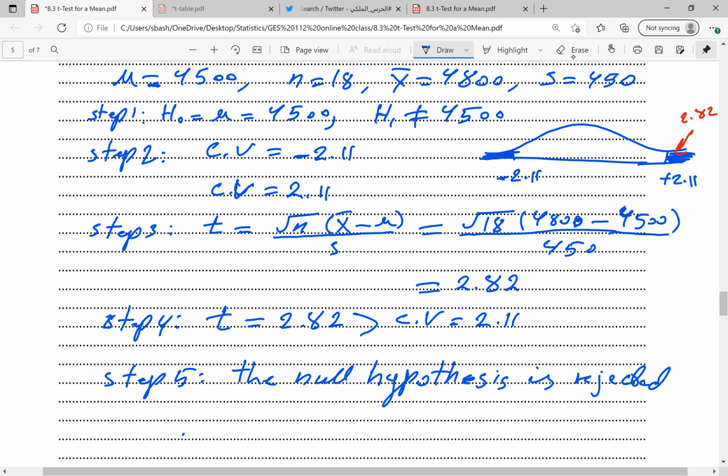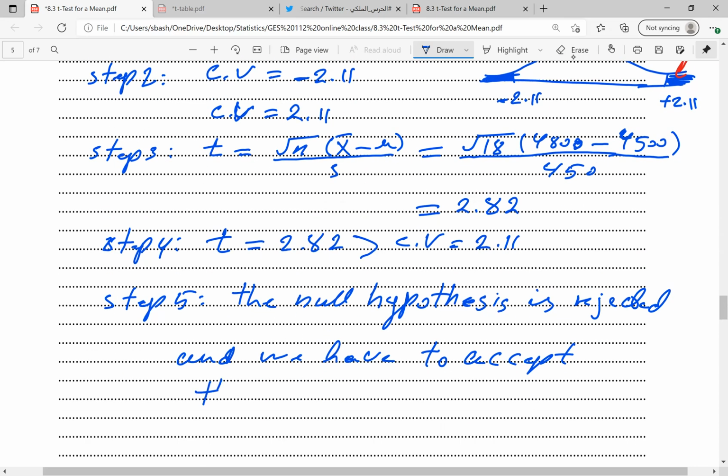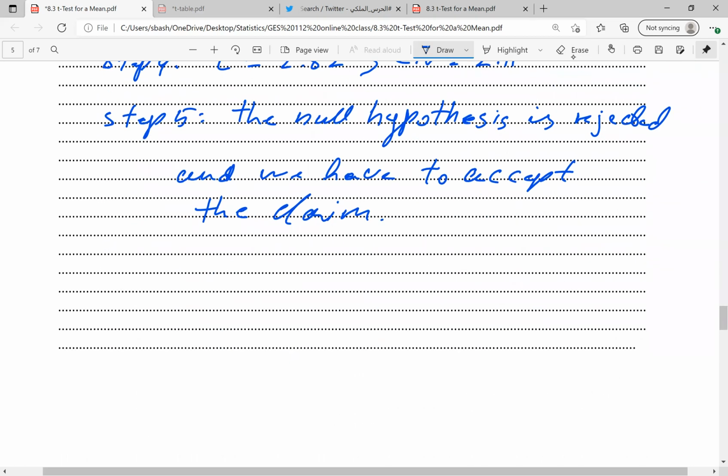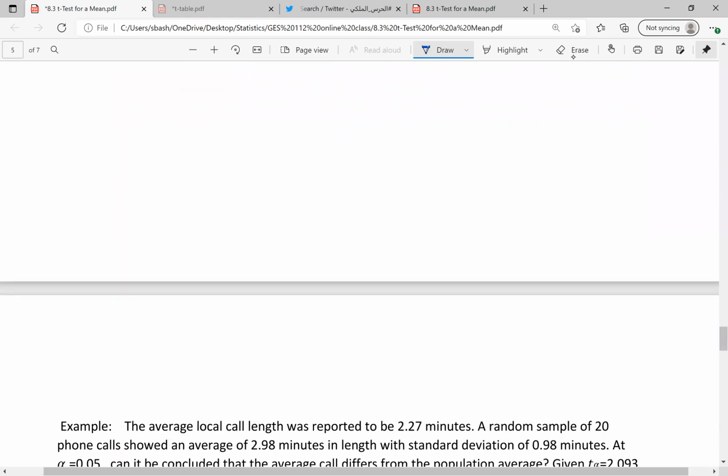And we have to accept the claim. The claim means the alternative hypothesis. The average is not correct. Or the claim, the average is not equal to 4,500. So this is the idea of the t-test problems. One more.